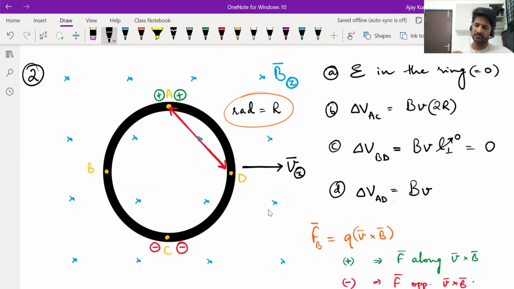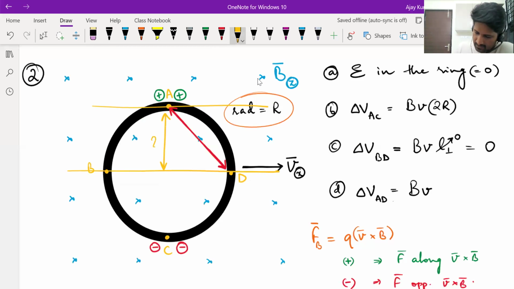What is the actual length between A and D? And anyway, actual length does not even matter here. A is at this level, D is at this level. What is the length between them in the Y direction? How much is this? R. Radius, correct. So the actual length between A and D is that red vector that I have drawn. It doesn't even matter. All that matters is the length in the Y direction, which is R. So the answer is BVR.